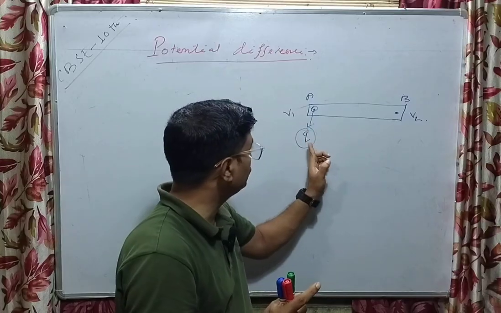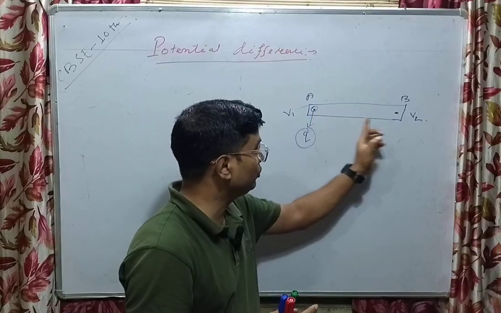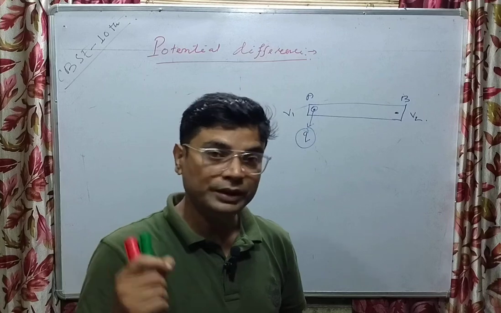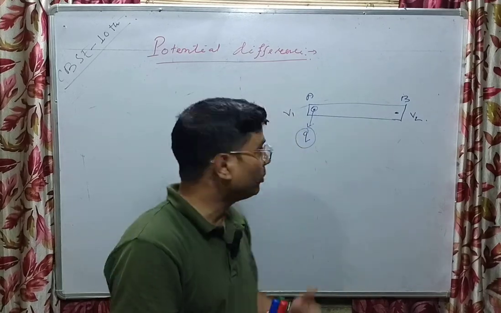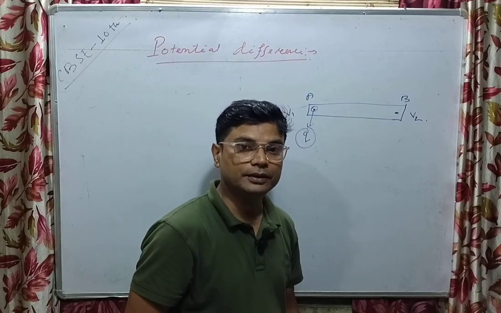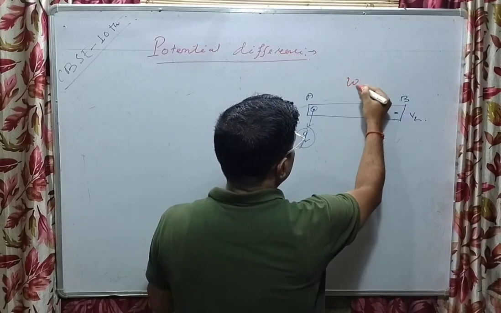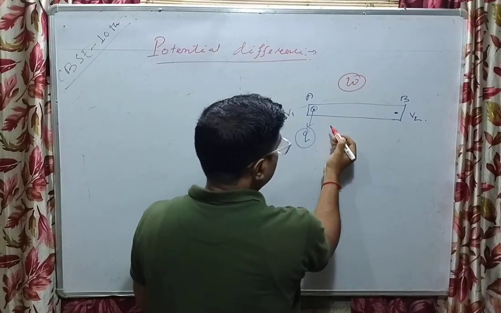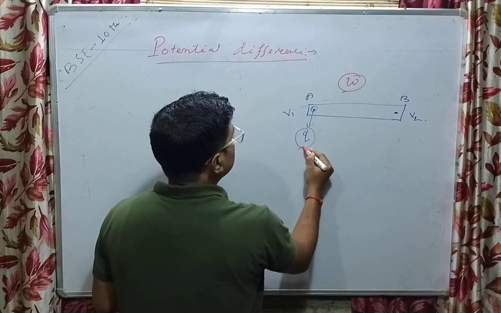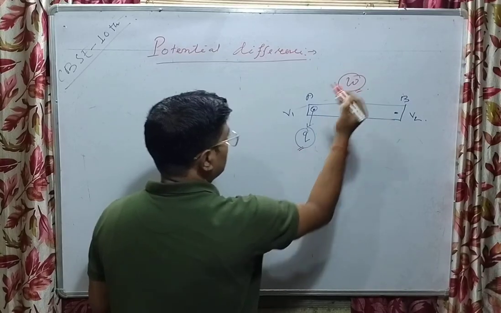Listen carefully. I need to do work to carry this charge Q from point A to B, and that amount of work done with respect to the charge is called the potential difference between points A and B. Clear? Suppose the amount of work done is W, to carry this charge from point A to B.